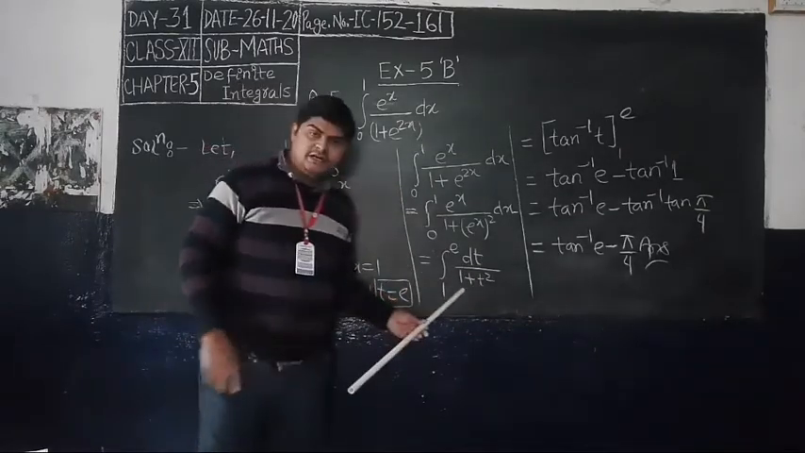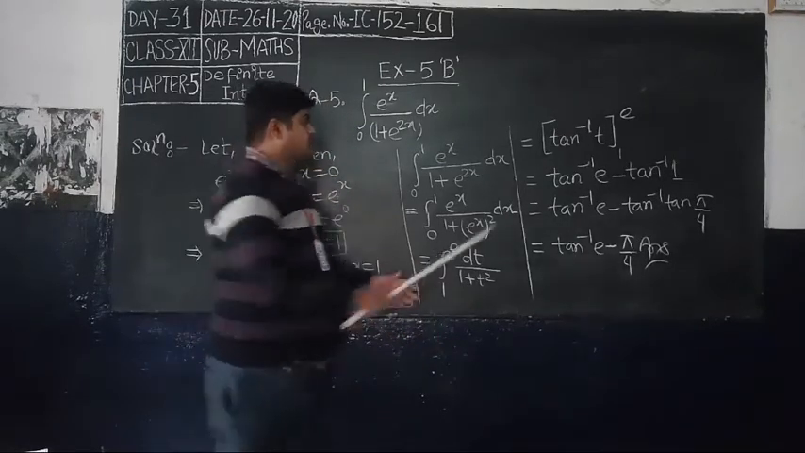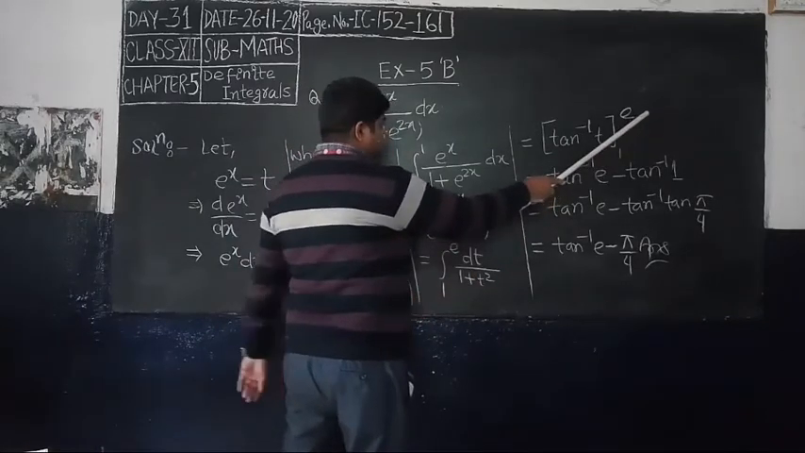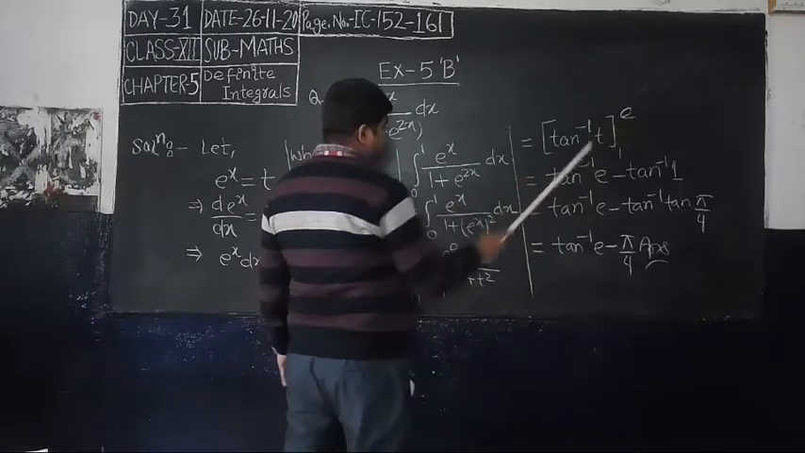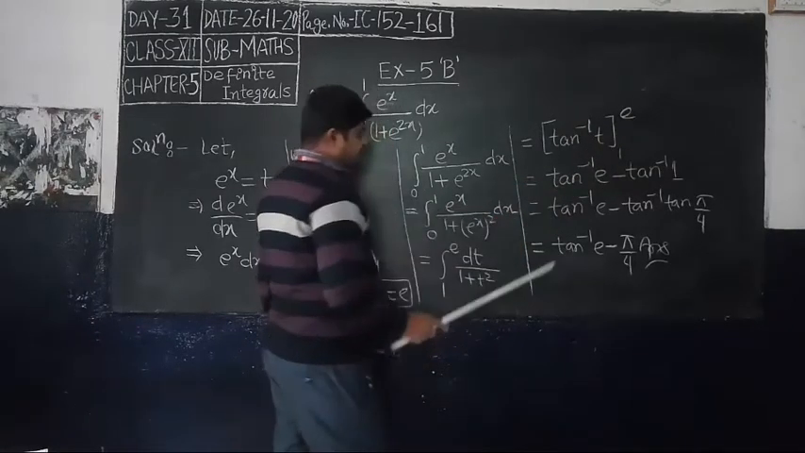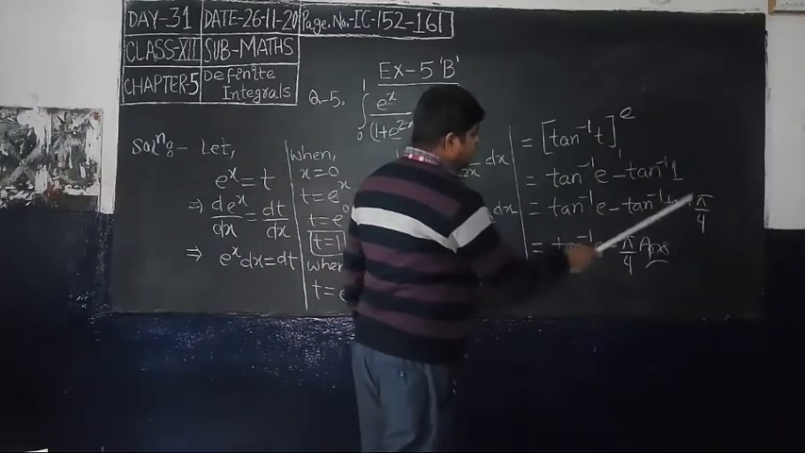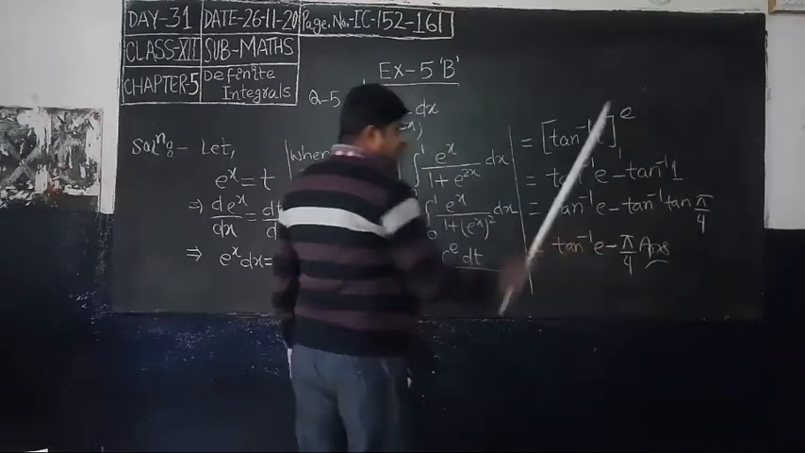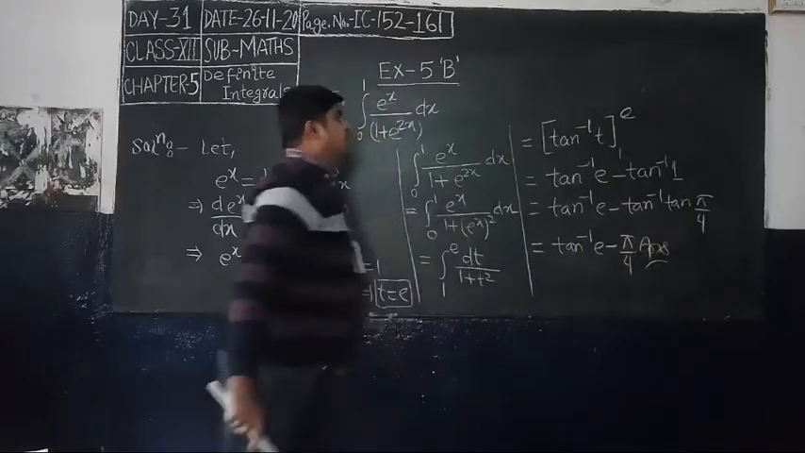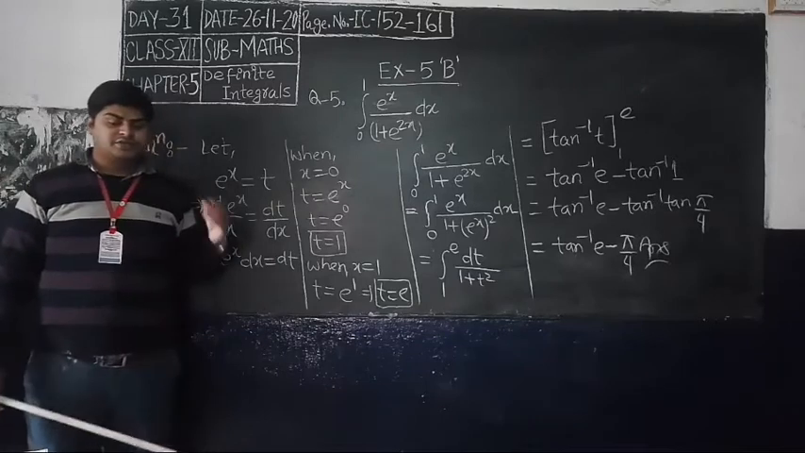You know the integration of 1 by 1 plus t square is equal to tan inverse t. So tan inverse t with lower limit 1 and upper limit e. Now put the values: tan inverse e minus tan inverse 1. So tan inverse e minus, put the value of 1 as tan pi by 4. Tan inverse and tan cancel out, so tan inverse e minus pi by 4. This is your answer. Students, today I have solved question number 1 and question number 5.